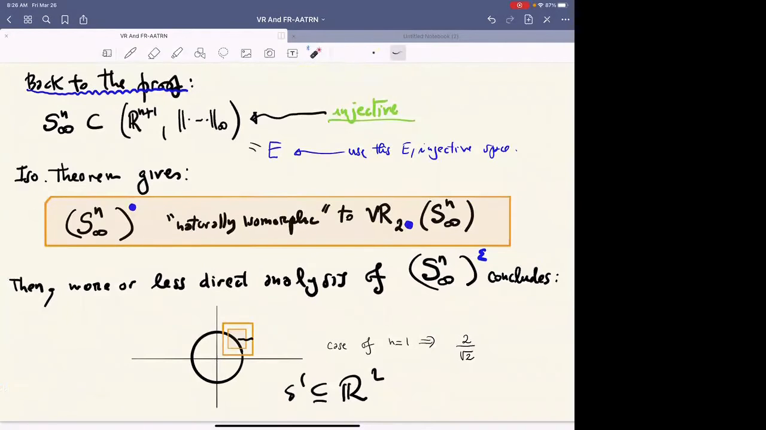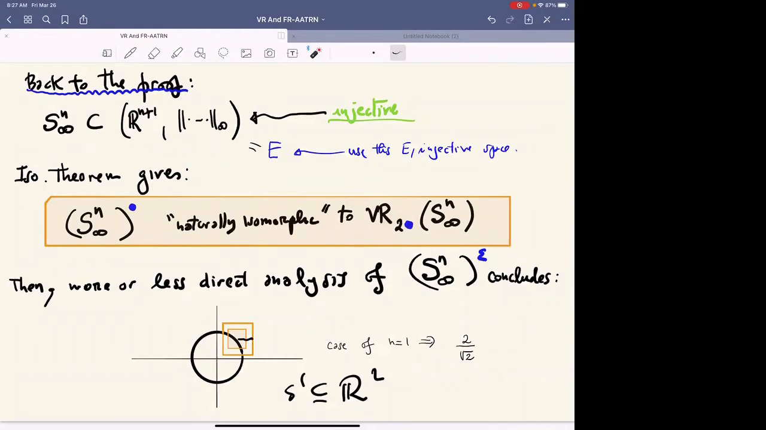All right. So back to the proof. In the isomorphism theorem, we can choose that to be E. As I mentioned before, first of all, Sn infinity is realized as a subset of this particular choice of E. And then, as I said before, Rn with the infinity norm is actually injective. So this is a possible choice in the isomorphism theorem. So that leads to the conclusion that the neighborhood filtration is naturally isomorphic to Vietoris-Rips with twice the parameter.